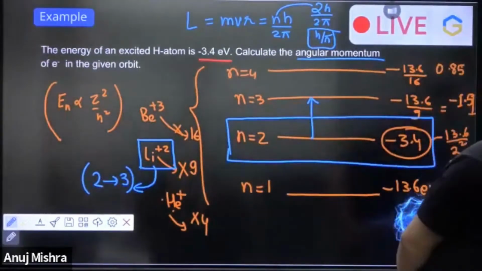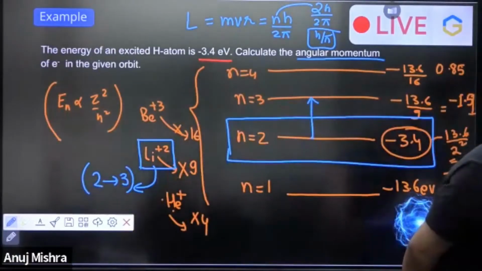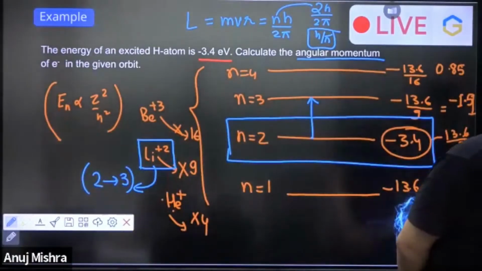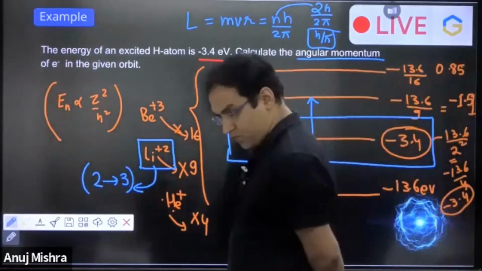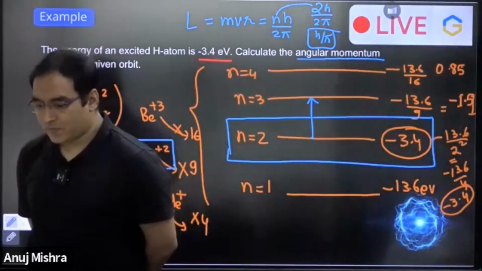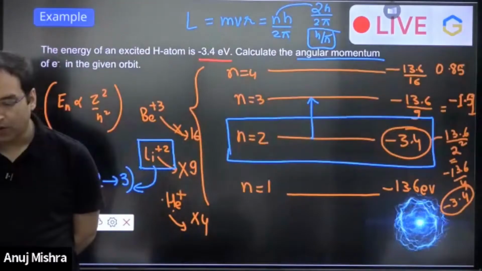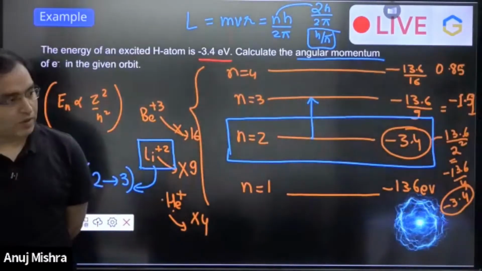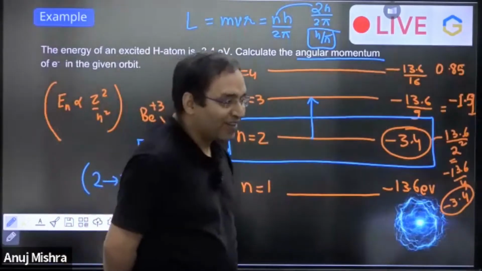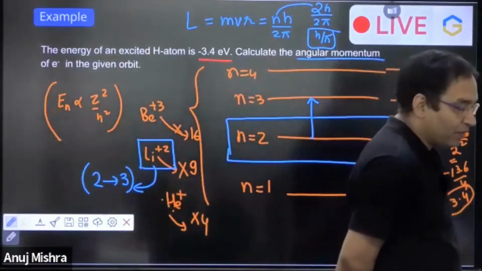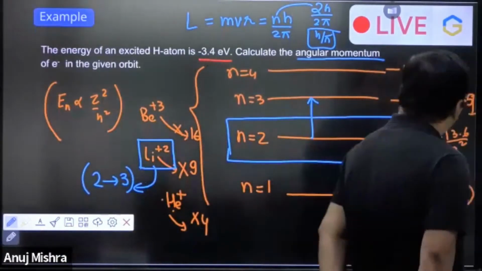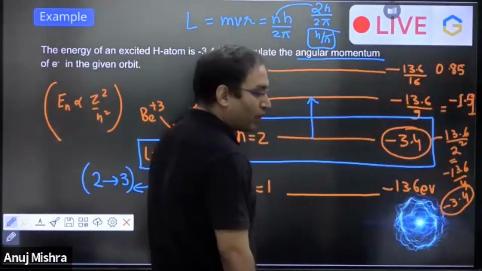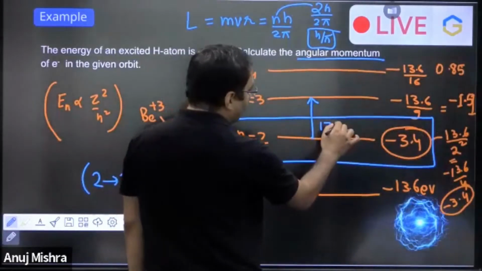एग्जैक्ट निकलना है क्या? कितना आ रहा है? Not hydrogen, lithium plus 2. So what will be the energy value? हाँ? कितना? माइनस क्यों होगा? 2 to 3 में जा रहा हो तो एनर्जी आप सप्लाई करोगे. So कुछ 17.1 ऐसा कुछ आना चाहिए.